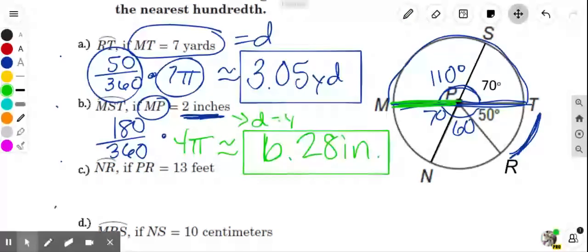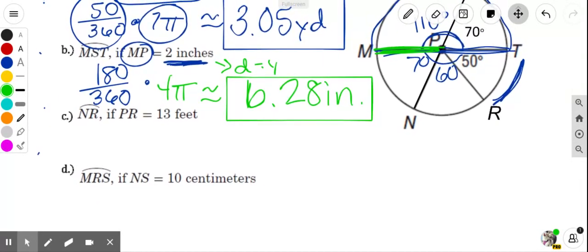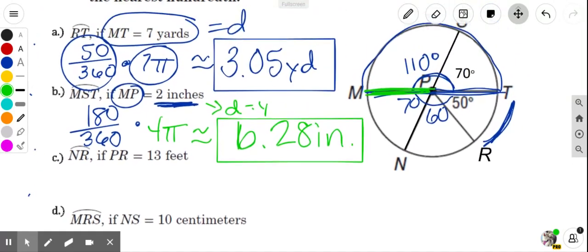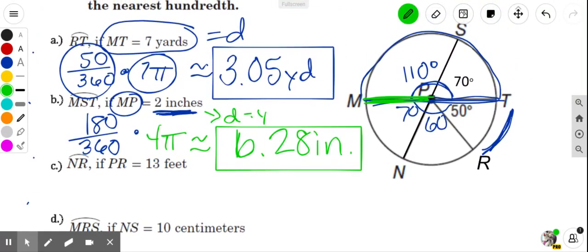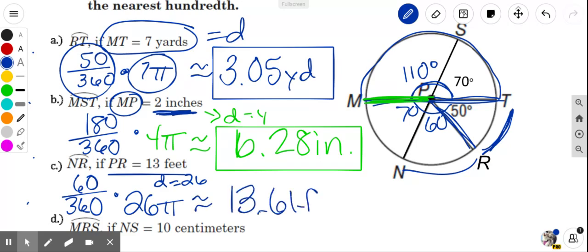Okay, at this point, if you want to pause the video and see if you can do C and D on your own, these are the last 2 examples we're going to do, and then you can come back, press play, and check. C is NR. So NR is here, which is 60, so that's going to be 60 over 360. And then we need to look to see, is PR a radius or diameter? It's a radius, so that means the diameter is 26. So you're going to do times 26 pi. And that ends up being 13.61 feet.